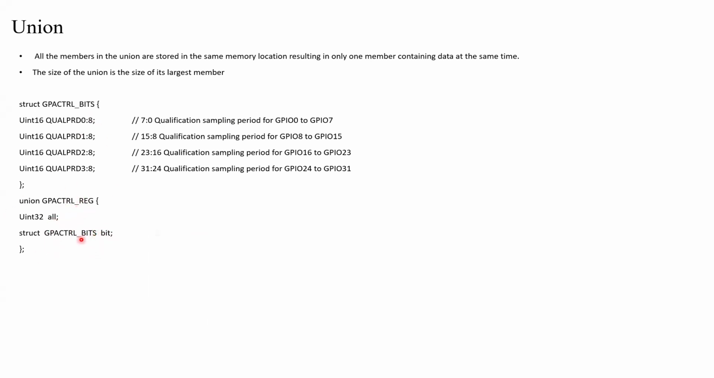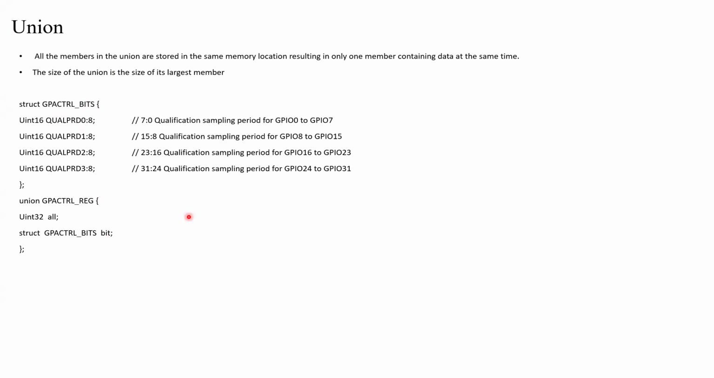What is the size of the union? The size of the union is the size of the largest member. Both of these are 32 bit, so the size of this union is 32 bit. The memory location will be the same; it will not have separate memory locations. The struct has separate memory locations: the call PRD0 has 8 different bits, and then the next 8 bits, and it goes on. But when you look at the GPA CTRL reg, it's just 32 bits. That is the purpose of union.